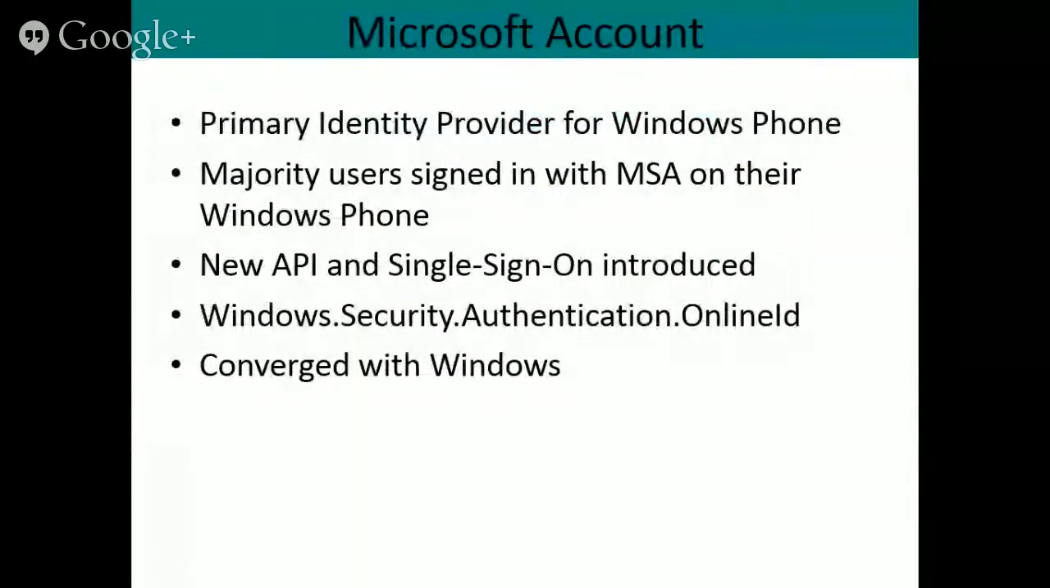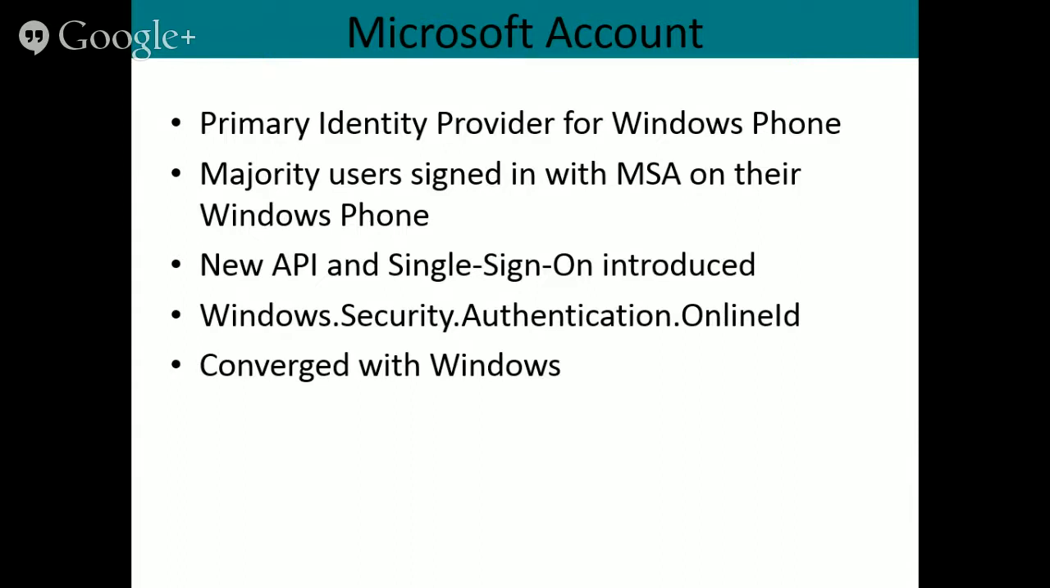The second feature which I want to speak more on is the Microsoft account. This is where the Windows Phone 8.1 update has made a large impact with the security model. In all the apps which require a Microsoft user ID, basically an Outlook ID, a Live ID, or a Microsoft account itself, the Microsoft account is now the primary identity provider for Windows Phone.